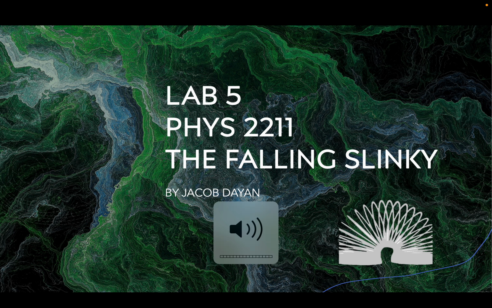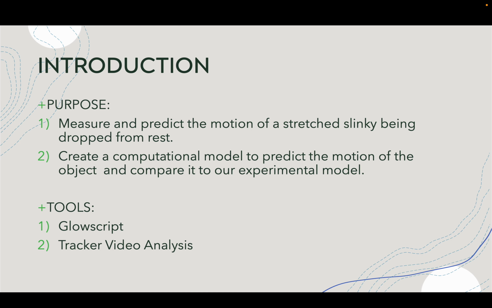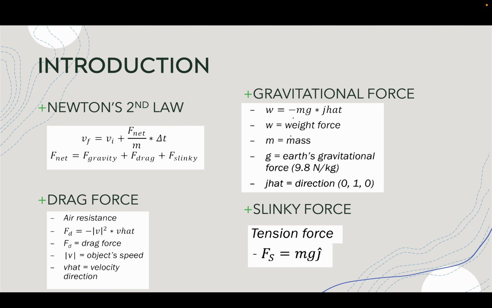My name is Jacob Dayan, and today I'm going to talk about the falling slinky for Lab 5 for Physics 2211. To begin with, the purpose of this experiment is to measure and predict the motion of a stretched slinky being dropped from rest, and to then create a computational model to predict the motion of the object and compare it to our experimental model. The tools for this experiment were GlowScript and Tracker video analysis to compare both models.